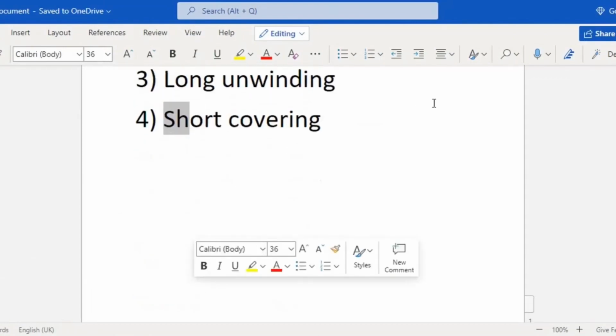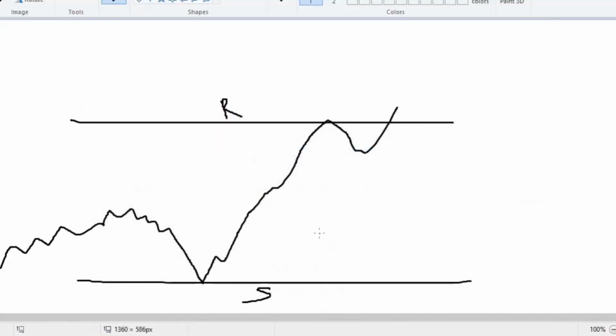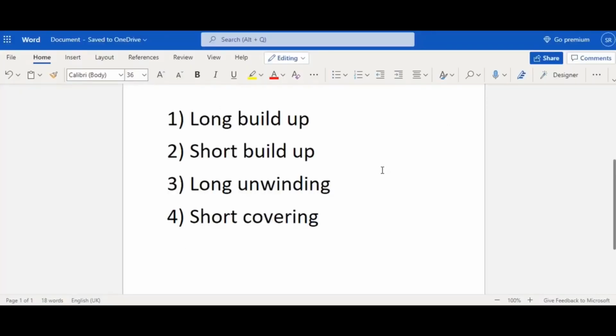So the concepts are pretty much the same, just on the opposite side. So long build up, short build up, long unwinding, and short covering. These are the concepts which are basically used in option chain analysis. So let's understand option chain analysis.